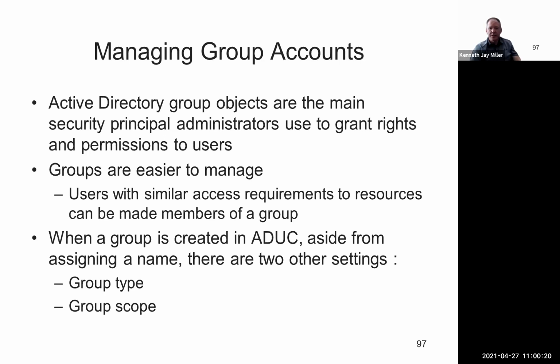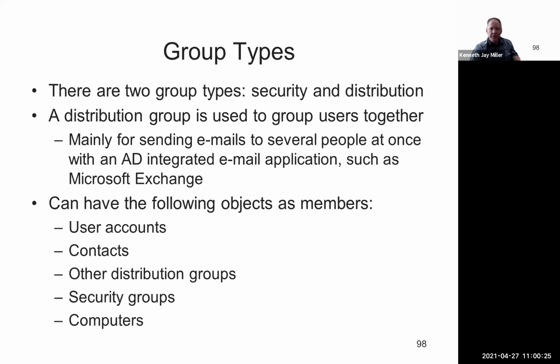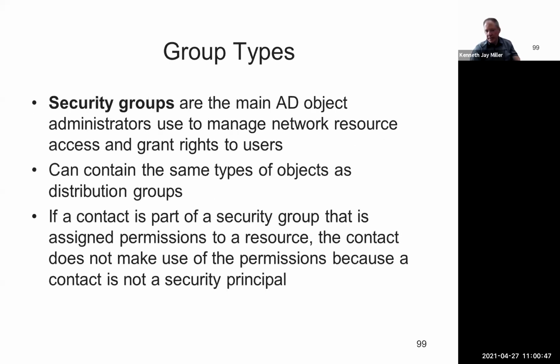When a group is created, you have to know two things: the type and the scope. So the group types, there's either a security group or a distribution group. Distribution groups are used for email, specifically with Microsoft Exchange. A distribution group can have the following objects: user accounts, contacts, other distribution groups, security groups, and computers. Whereas the security groups are the main object that we use for our groups. And they can contain the same types of objects as distribution, which is just about everything.